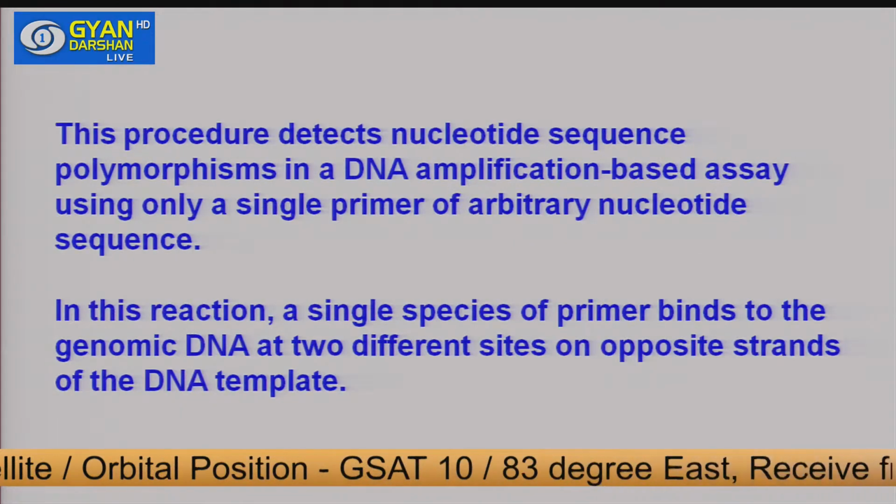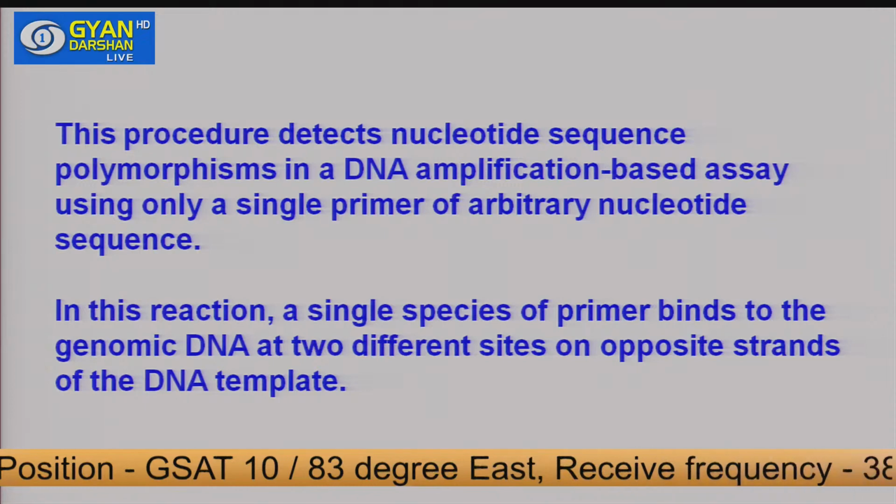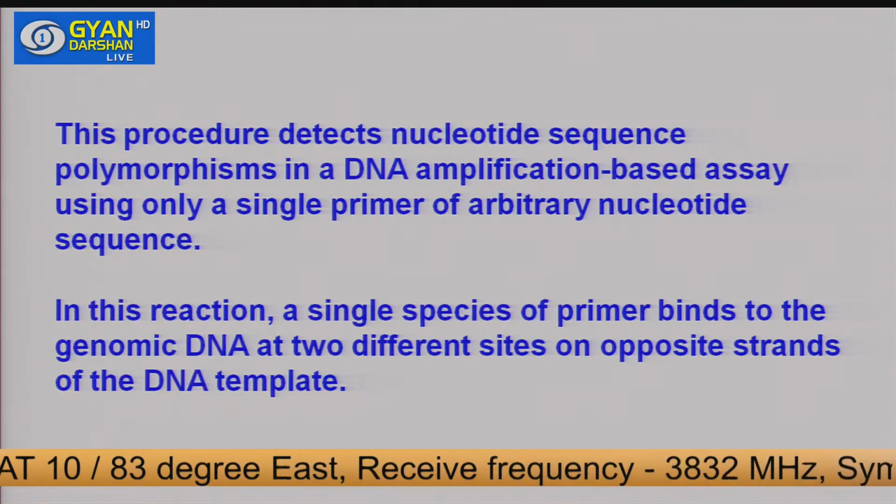Now, how does this process work? The difference is, why is it called randomly amplified? Because you use random primers. You don't use any gene specific primer, because I will shortly go to the technique of PCR, that is polymerase chain reaction, where you will see that we mostly use gene specific primers. But here you are using random primers.